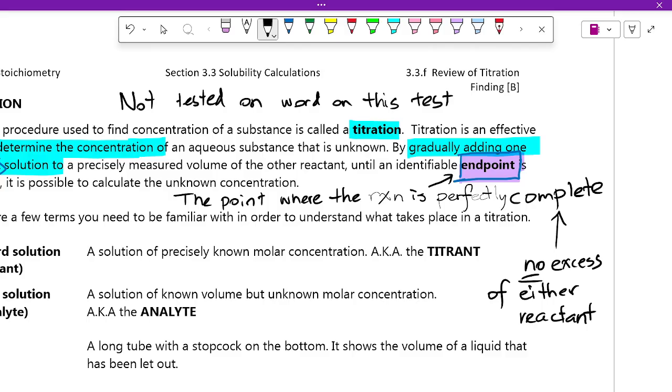Okay, there's no excess of either reactant. There's no reaction in general afterwards. Just like there's no leftover. You've used it all up and it's all product. One-way arrow and nothing left over.